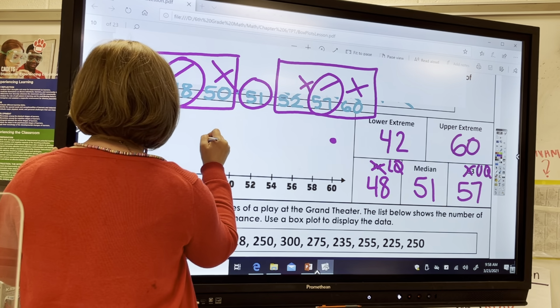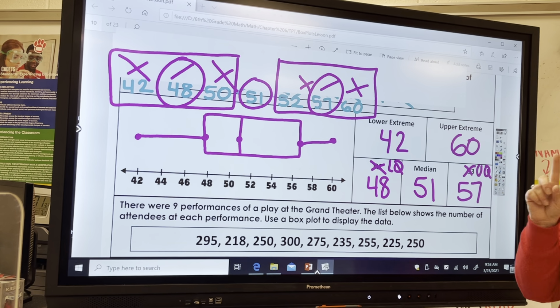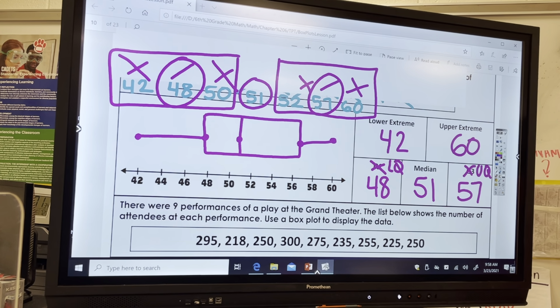Easy, right? All right, I want a fist of 5 of how much more comfortable you feel creating one of these. Okay? Okay. All right, let's do another one. Is everybody finished making this one? All right, let's go to the next one.